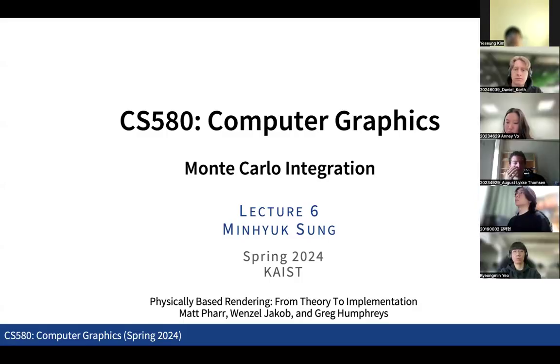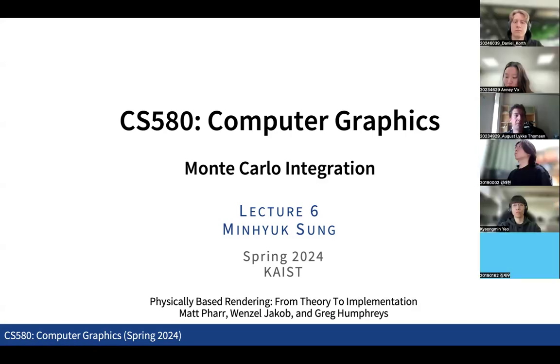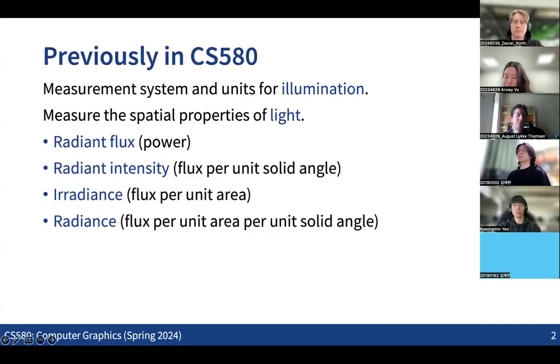Cool. Okay, so welcome back to CS580 computer graphics. Last time we discussed some of the basic terminology about radiometry and photometry, which are basically ideas introducing some measures and also the units about the illumination for the lighting.